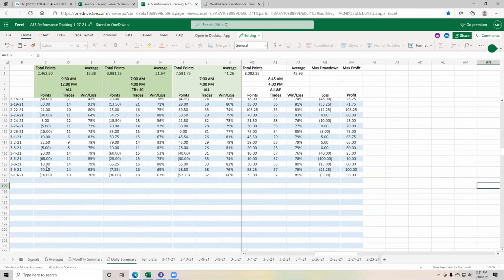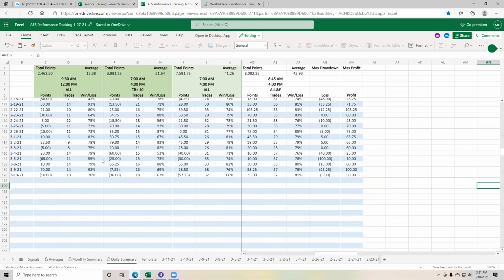So on Monday, for example, we had 10 points of profit in the 9:30 to noon category. It's $20 a point, so that's $200 of profit per contract. The next day we had 70 points of profit. Today we lost 10 points. So we're going to have wins and losses, and all we really care about is what the overall averages are.